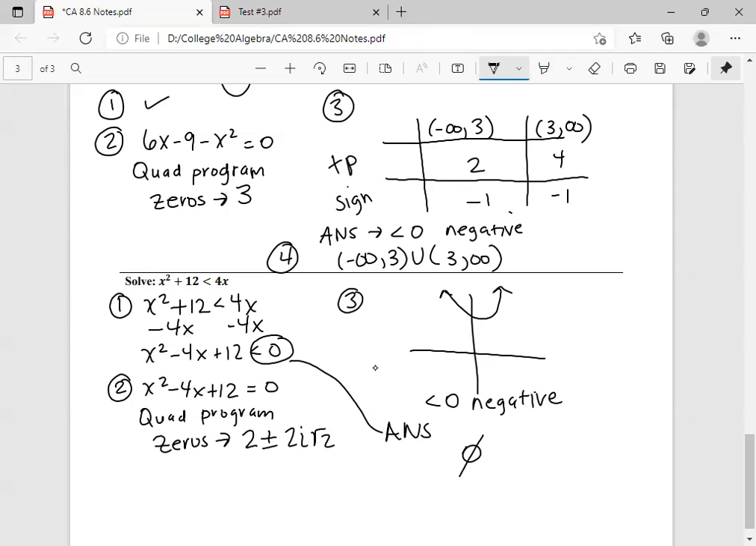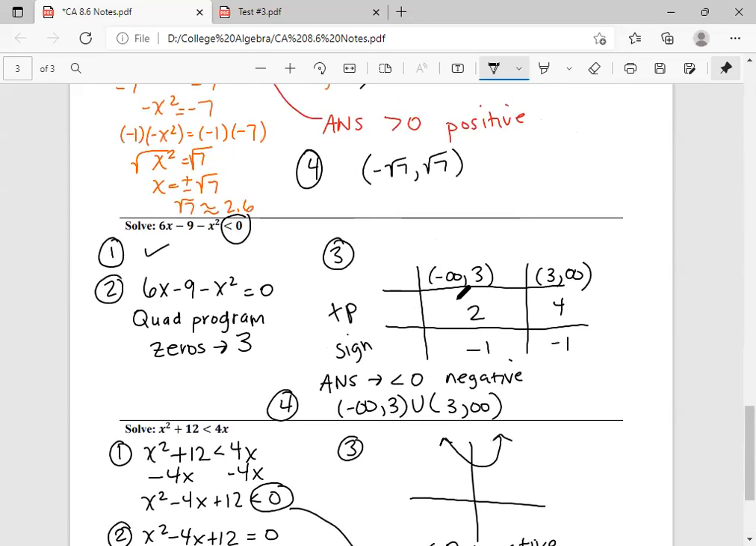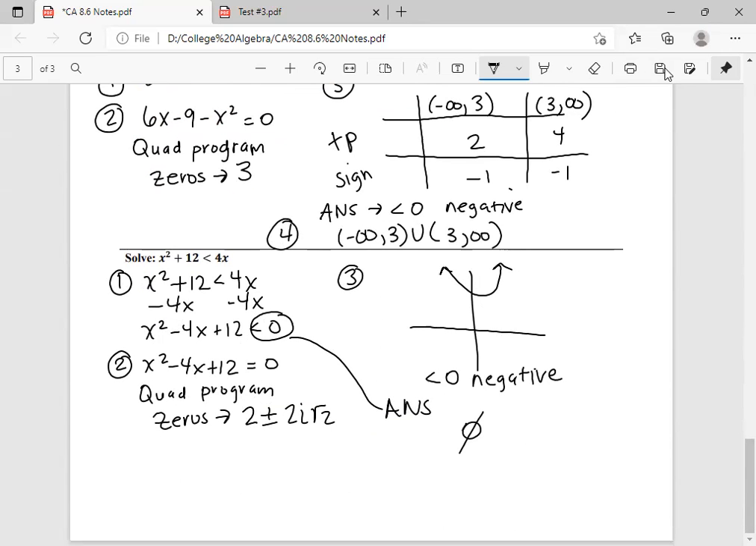What if it was the other way around? What if we were looking for things that were greater than 0? It would be from negative infinity to positive infinity. Everything would work, right? Everything would be greater than 0. It doesn't matter if our zeros are imaginary or not. Okay. So that was 8.6. That was the very last section of this.